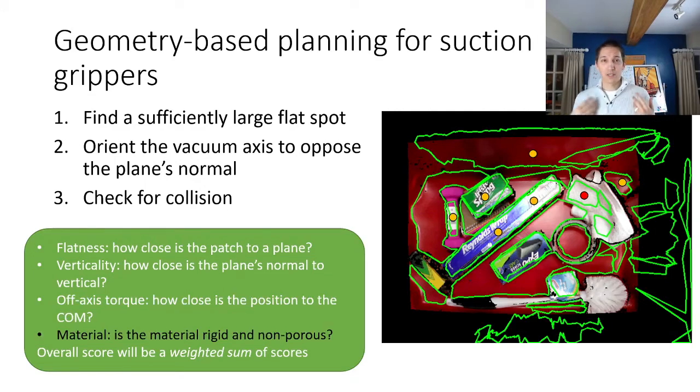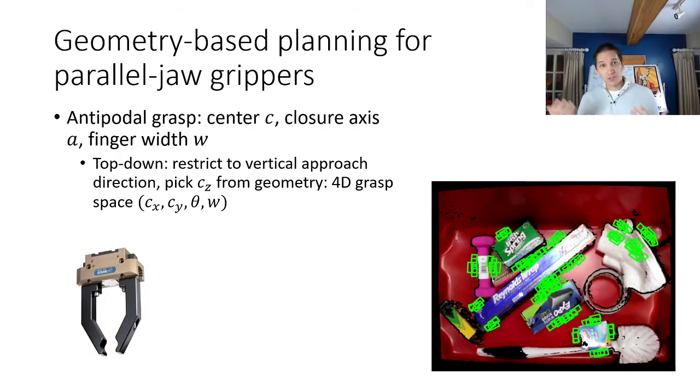Finally, if we can detect the material that objects are made of, then we can try to avoid trying to grasp porous objects like this cloth that's highlighted here in red. Now overall, I will combine these different scores together, and ideally, if I've chosen those weights carefully, I will be able to sort these different grasp locations and find ones that are actually favorable for successful grasping. Now, if I change my gripper, I have to change my scoring criteria.